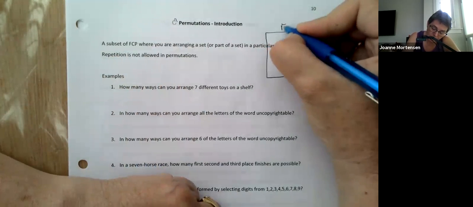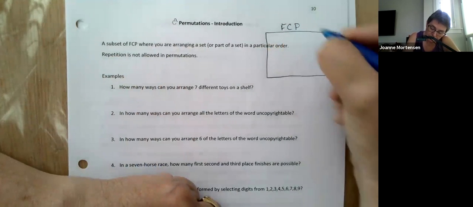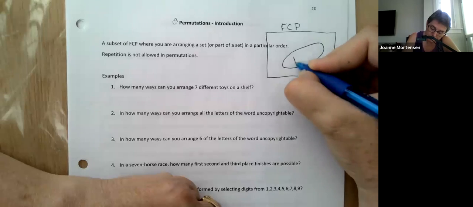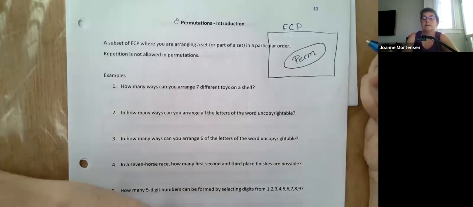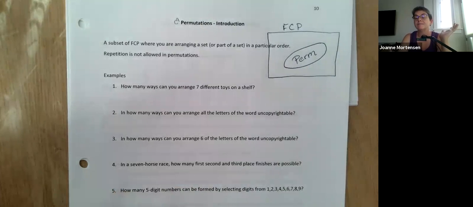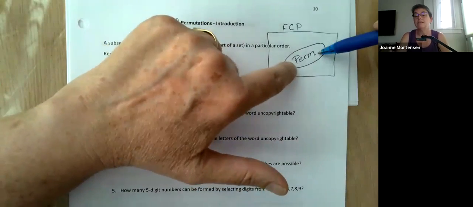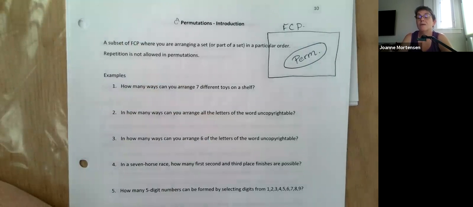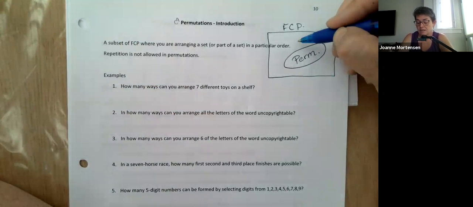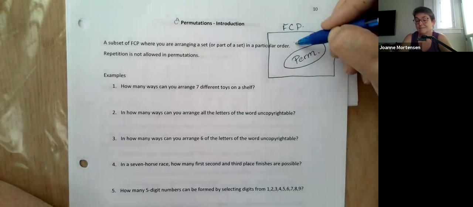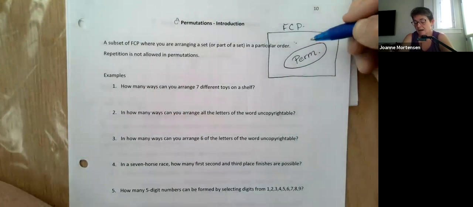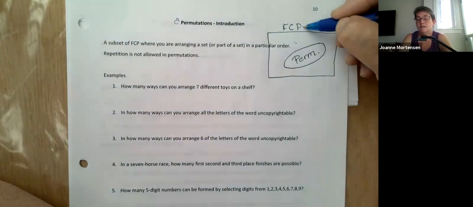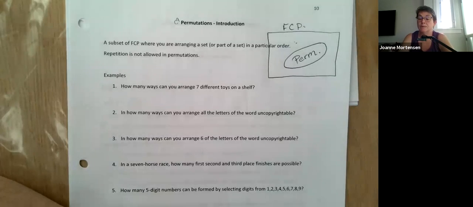So if this is all the fundamental counting principle questions, there's a subset that are permutations. What it means is every permutation question you get, you can solve using the fundamental counting principle. But it doesn't work the other way. So there are going to be questions like the ones we were just doing, where it's odd numbers and even numbers and repeats and stuff like that. But every one of these, you can solve with the fundamental counting principle.